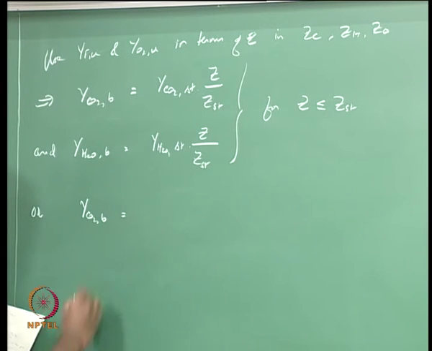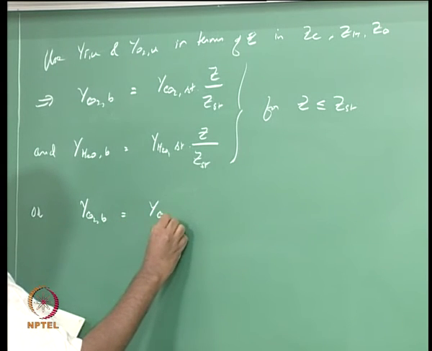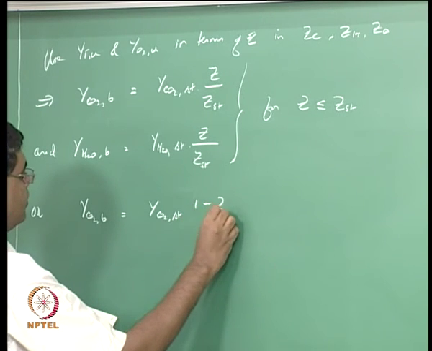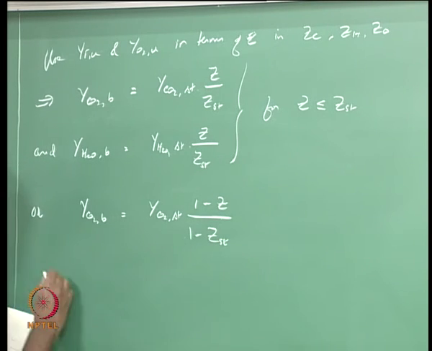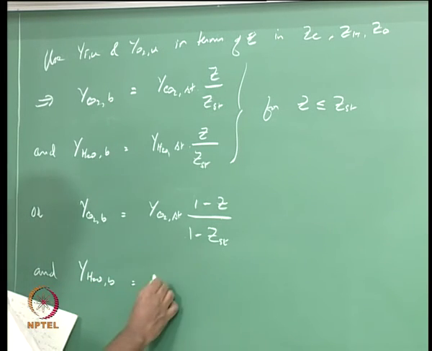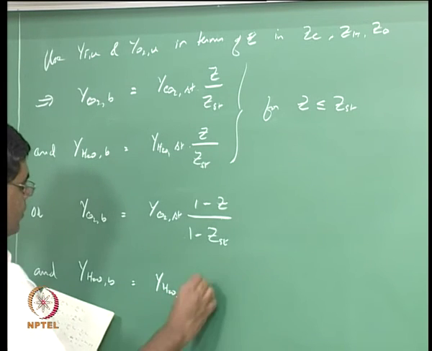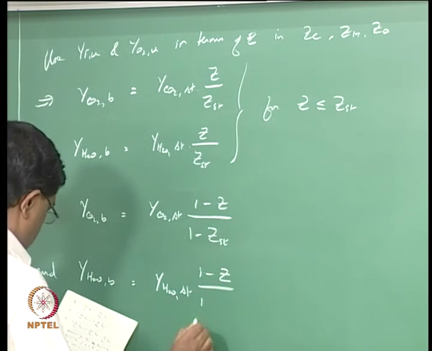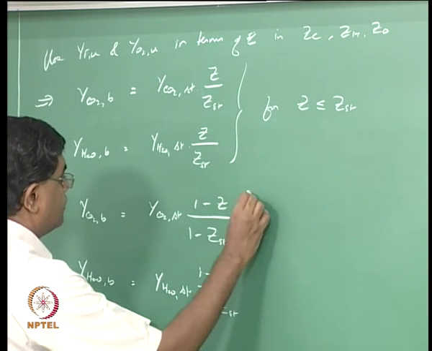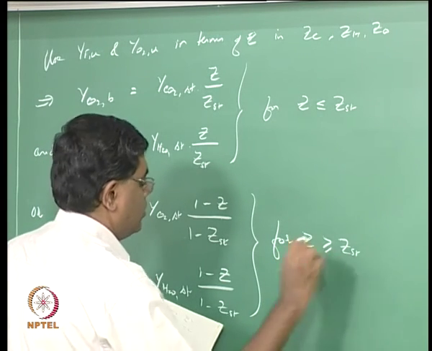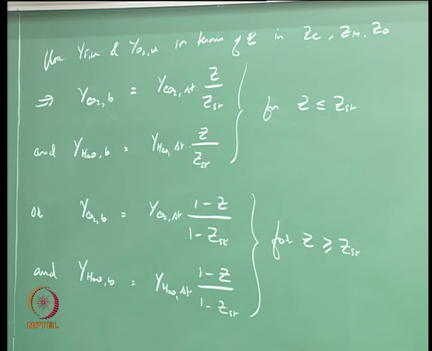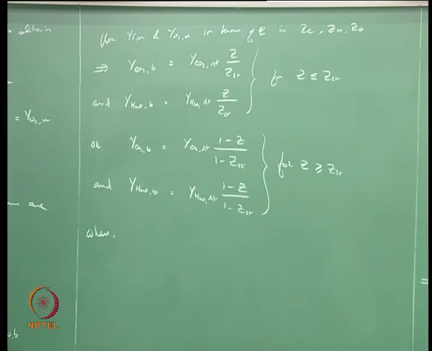YCO2 comma B equal to YCO2 stoichiometric times 1 minus Z divided by 1 minus Z stoichiometric and YH2O comma B equal to YH2O stoichiometric times 1 minus Z divided by 1 minus ZST. This is for Z greater than or equal to ZST, where we have to say what is YCO2 stoichiometric and YH2O stoichiometric.